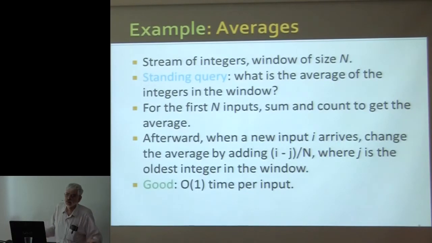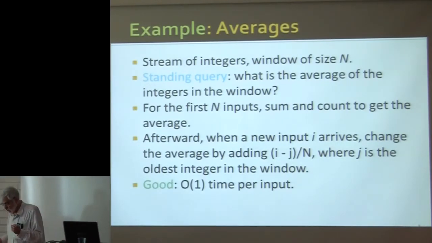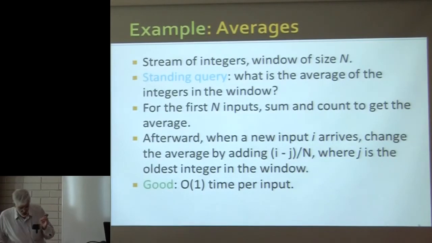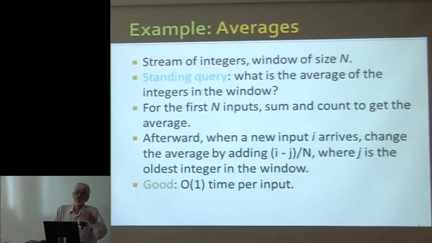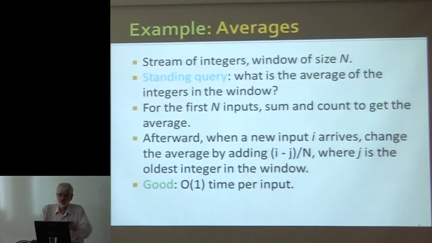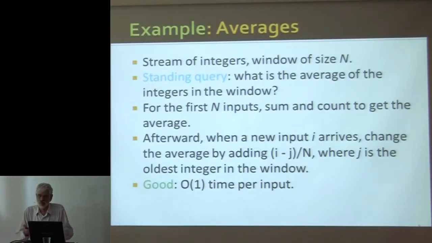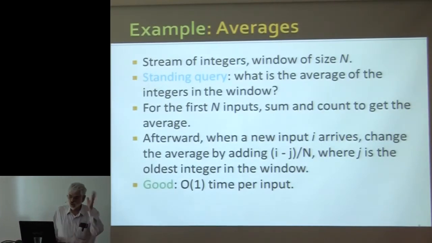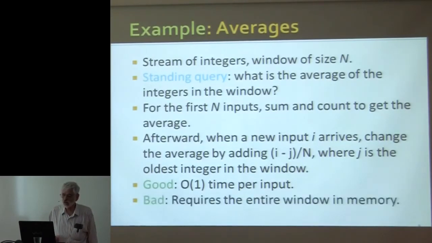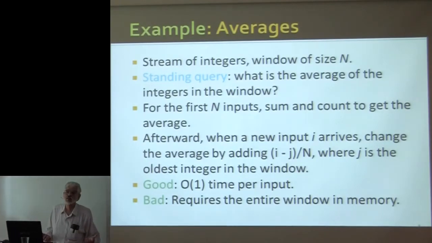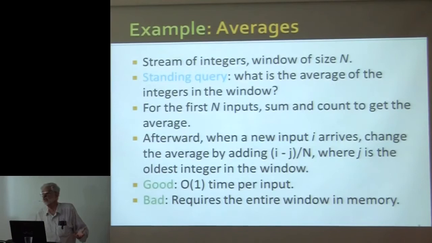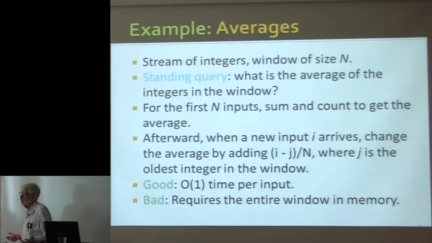Again, that's fairly cool, because it says the amount of work we do per input is probably dominated by the protocol that actually accepts an input and puts it in some buffer to be processed. Anyway, so constant time per input is always good, but the bad thing is it requires the entire window be stored as is. And again, if n is a billion, well, you can store a billion integers in main memory these days. Not such a big deal.